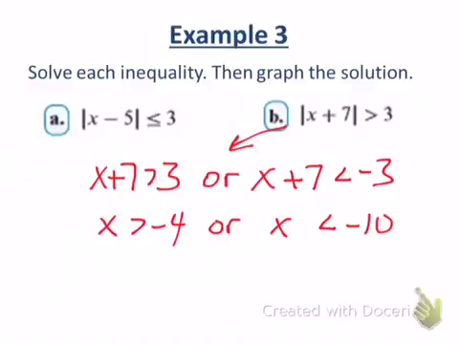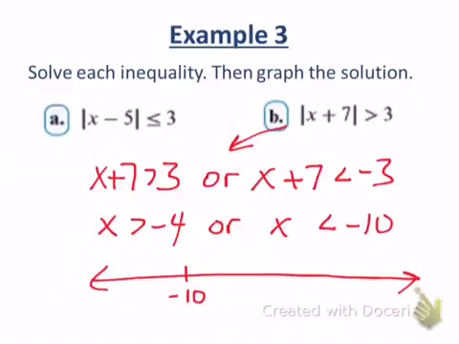How do you graph OR problems? Because it is a union, we just graph them together. We just join the two graphs. That's negative 10, which is there in relation to negative 4. Less than negative 10, we shade to the left. Greater than negative 4, we shade to the right.